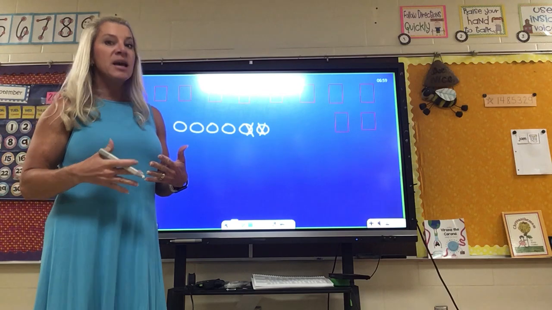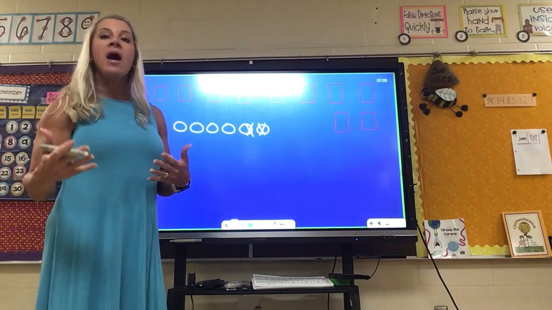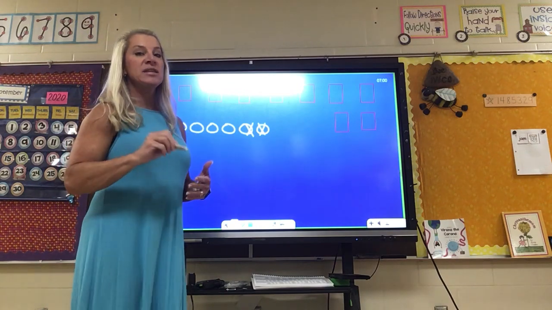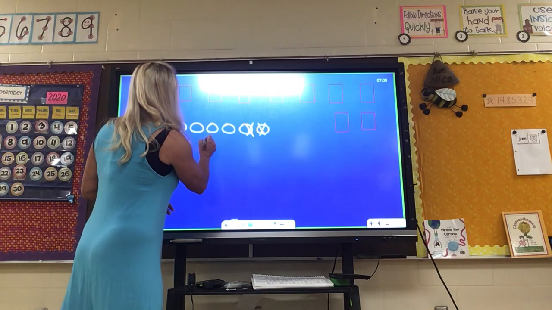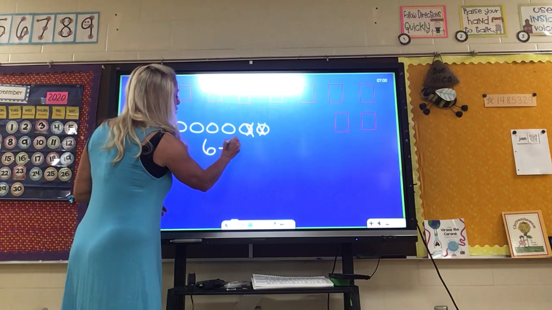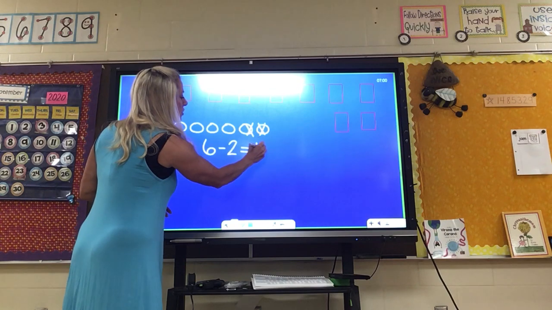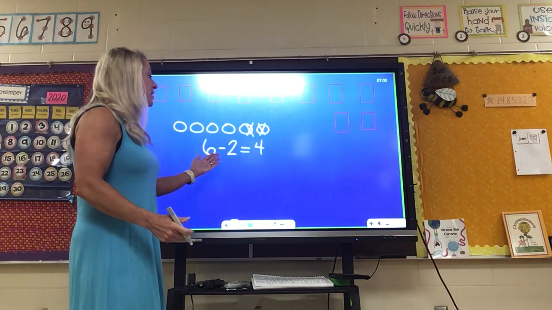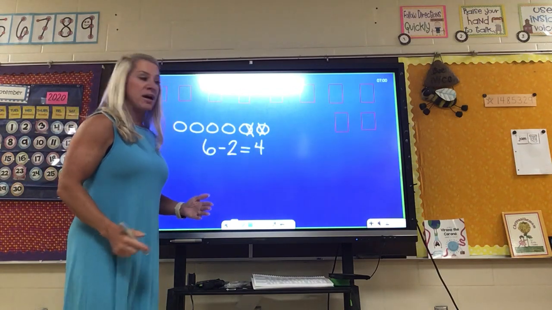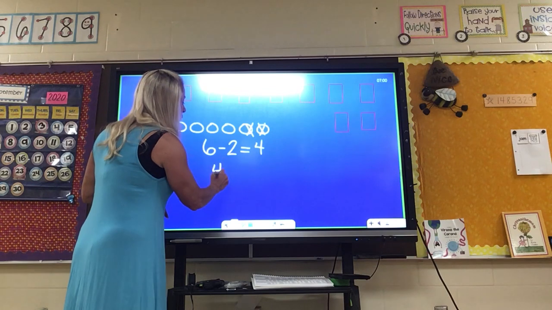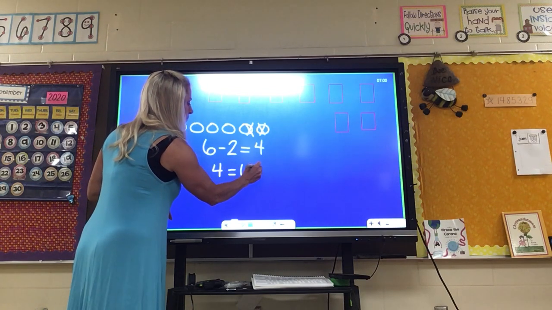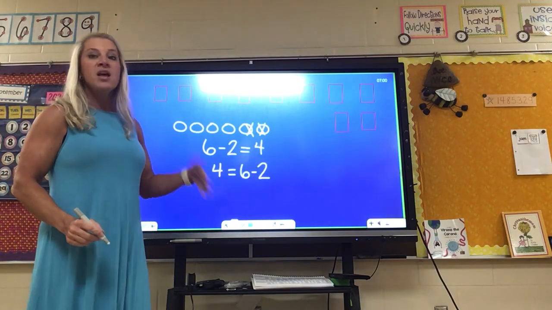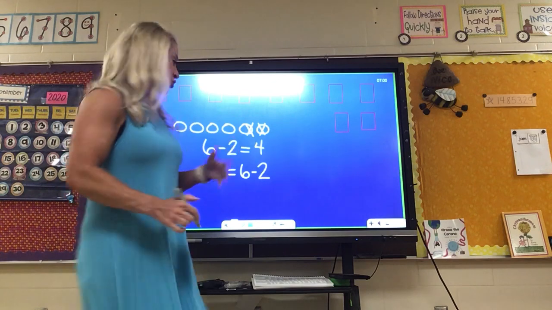So if I have 6 and I take away 2, now I have 4. I can write that as an equation. You always need to write an equation at the end if you're drawing a picture. I had 6, I took away 2, and that equals 4. Equal just means the same as. It means this side is the same as this side, okay? It really would not matter if I put the 4 first, because they would still be the same, because 6 take away 2 is 4. So one strategy is to draw a picture.